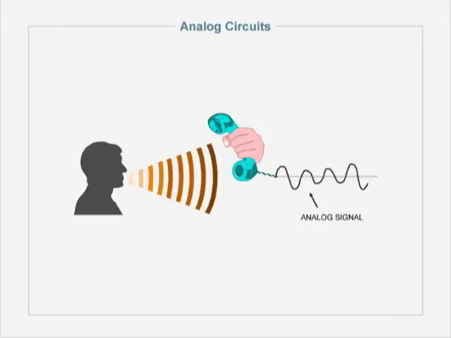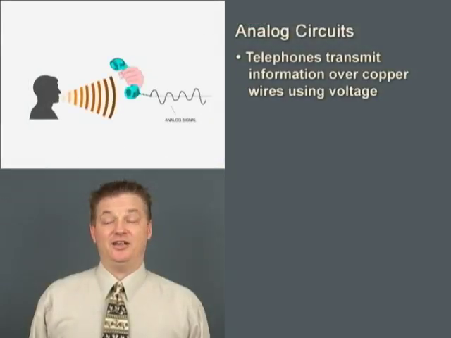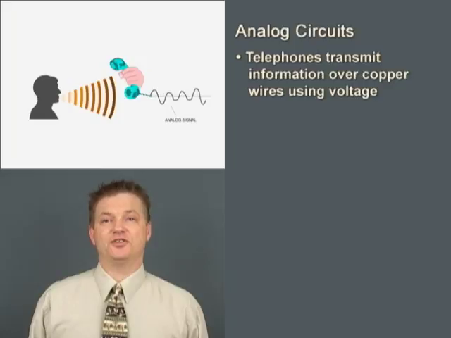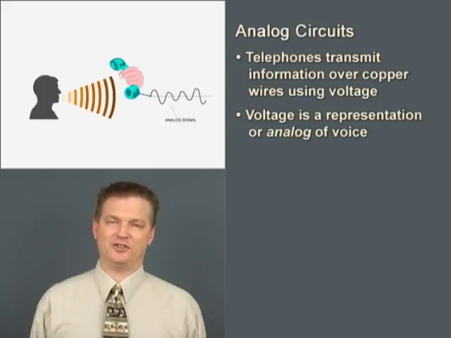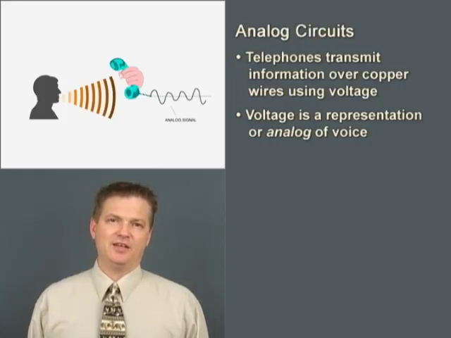We have the word analogous in the English language. If one thing is analogous to another, it's similar or representative. We have analogies. These are little stories that are representative of an idea. Here we're putting a voltage on the wires, which is a representation or an analog of the sound pressure waves coming out of the speaker's throat. So the voltage is the analog.